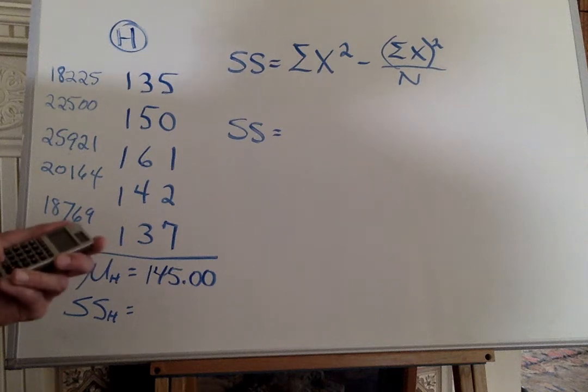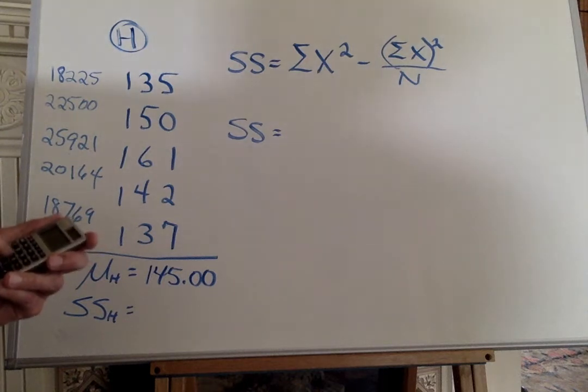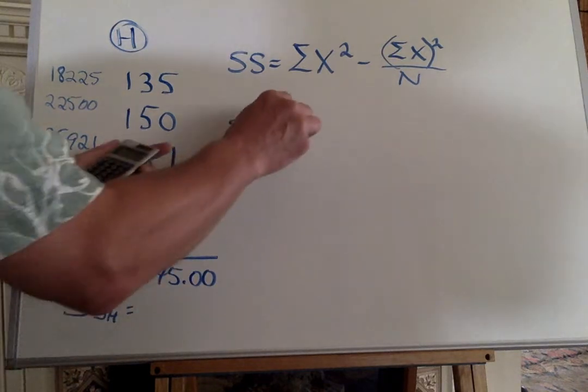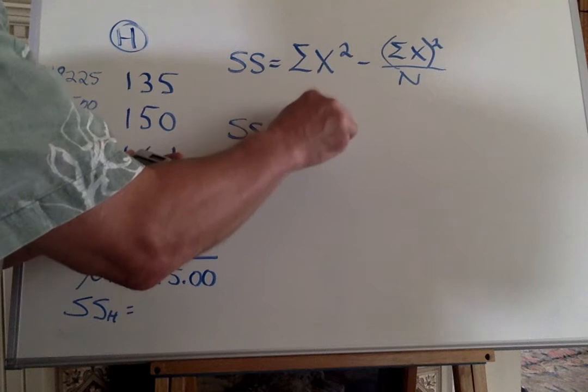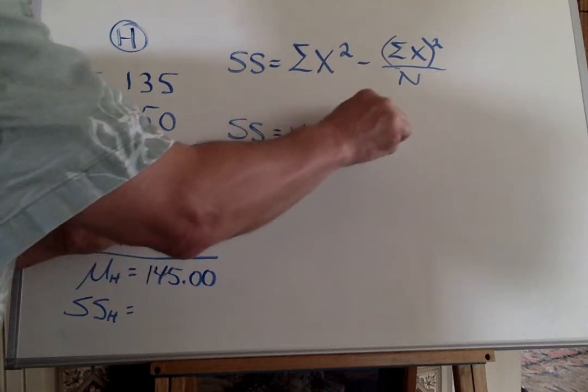Okay, so let's add these together. 18,225 plus 22,500 plus 25,921 plus 21,64 plus 18,769. Okay, 105,579.